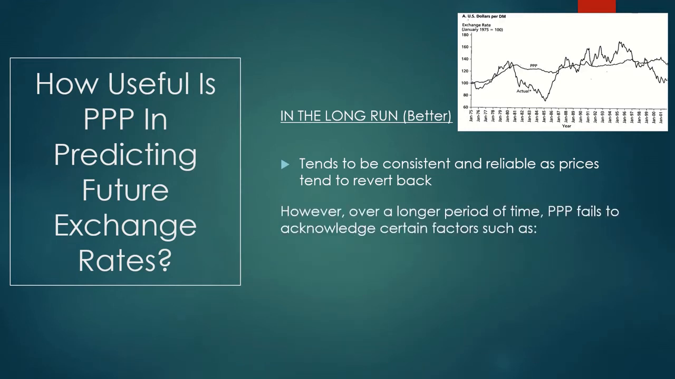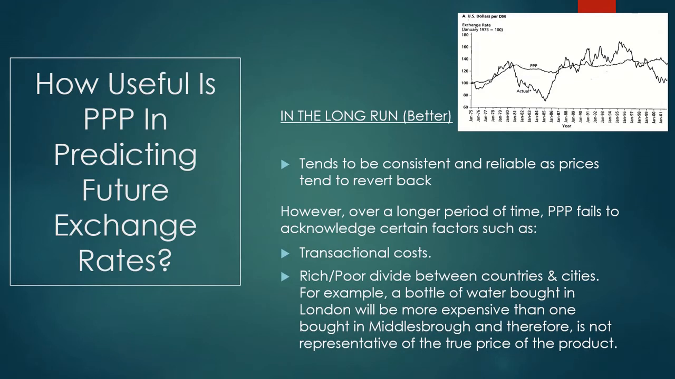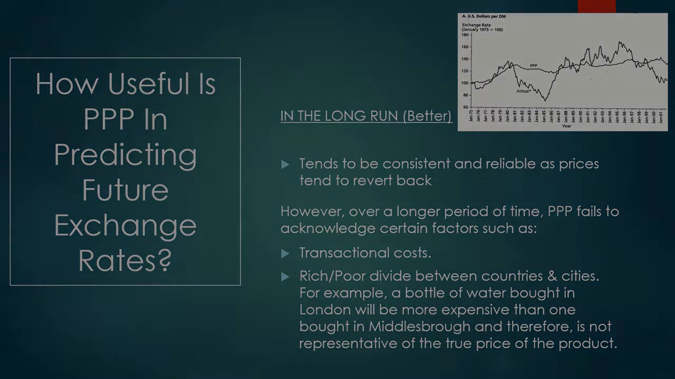However, over a longer period of time, it still fails to acknowledge factors. Transactional costs are something that happen. They inflate the price, and PPP doesn't take that into consideration at all. Rich and poor divides between countries and cities are a big thing as well. For example, a bottle of water bought in London will be more expensive than one that was bought in Middlesbrough. Therefore, the price that you pay for a bottle of water in London is not representative of the true price of the product in the rest of the UK.